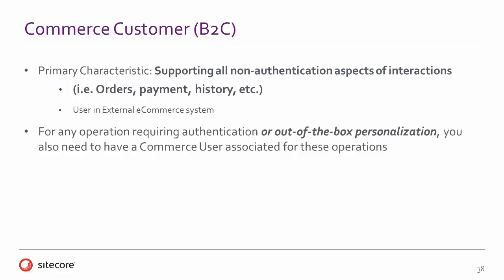Now, one note about commerce customers: to do any out-of-the-box personalization, these often work solely off of commerce and Sitecore users. So there are two ways around that. You either invoke personalization by having a user log in, or for commerce customers who are not logged in and don't have an associated commerce user, you can write customized rules to effectively augment or replace those out-of-the-box rules which do require a commerce user.